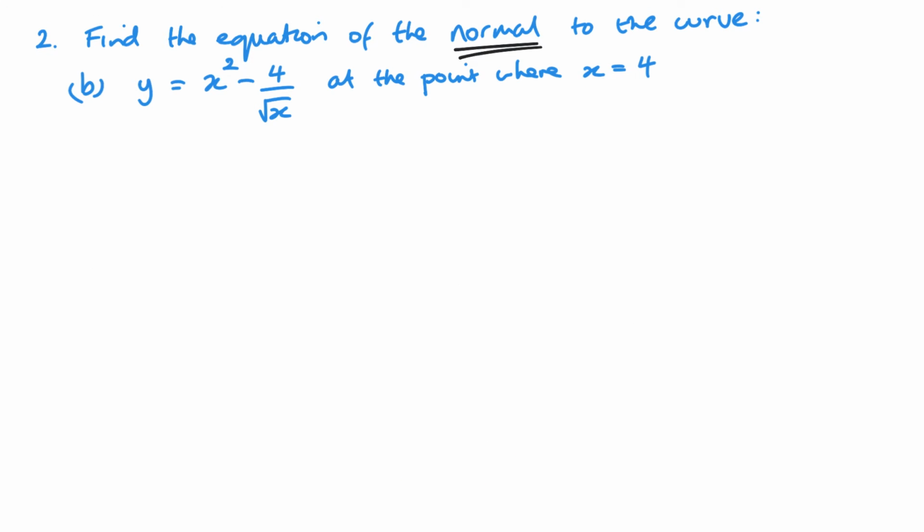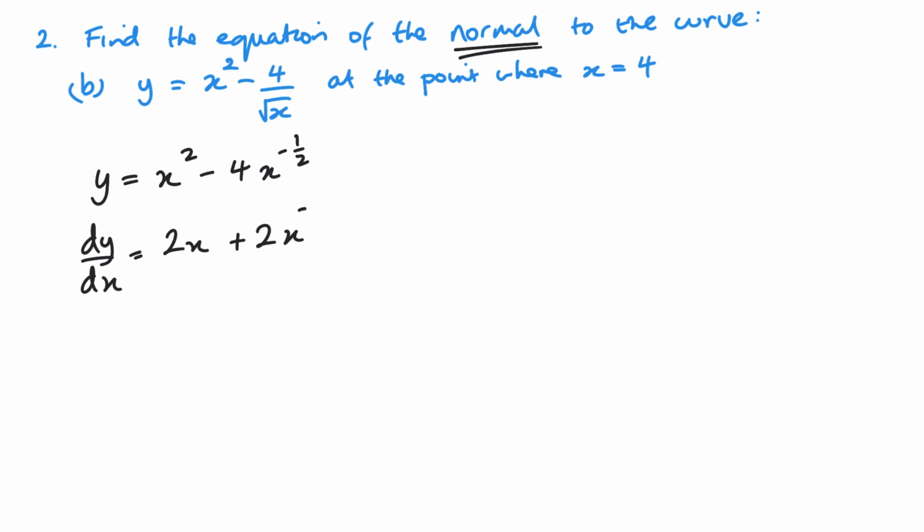So we're finding the normal, and before I can jump in with dy by dx, I need to sort my equation out in a form that I can deal with. So square root of x is a half, it's on the bottom, so to bring it to the top becomes negative a half. Now I can differentiate nice and easy. 2x minus, so this is going to become a plus, 4 times a half is 2x, and then taking 1 away is 3 over 2, or negative 3 over 2.